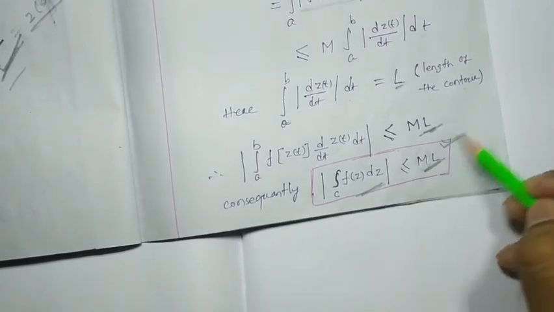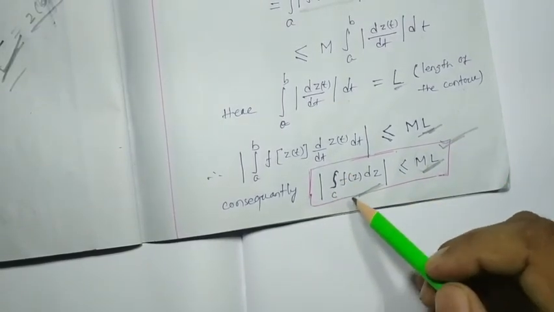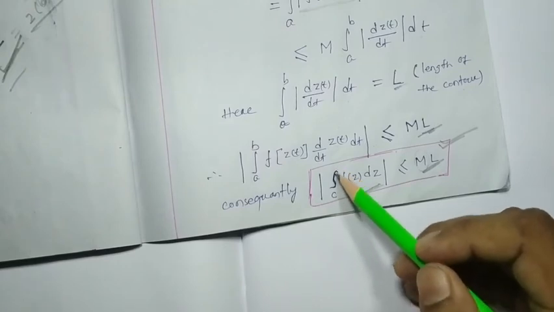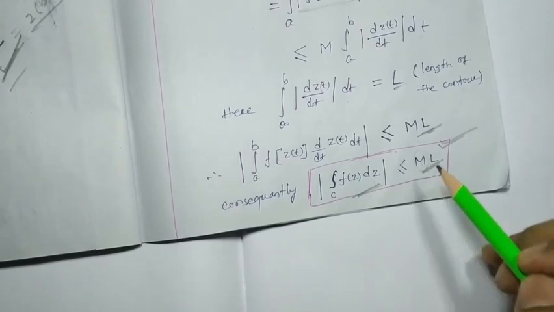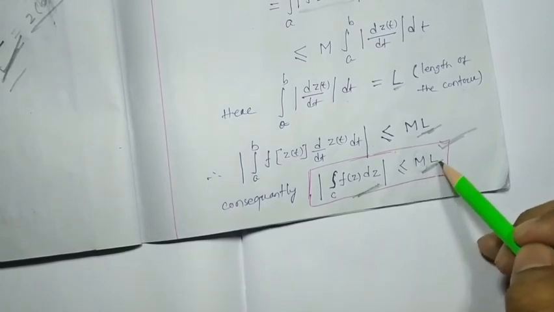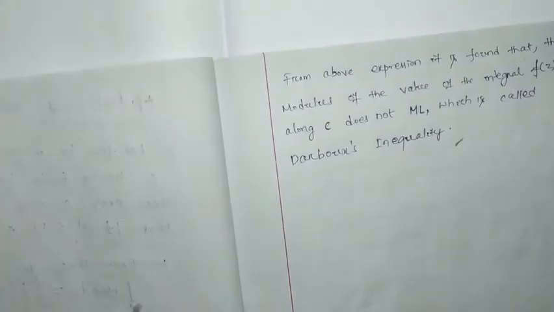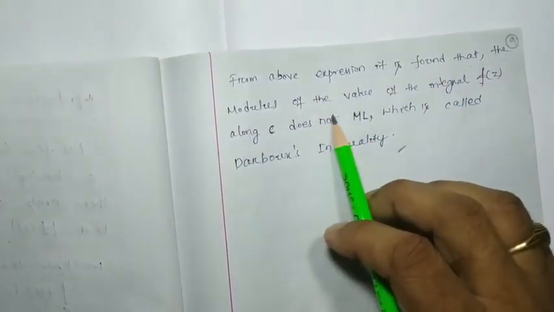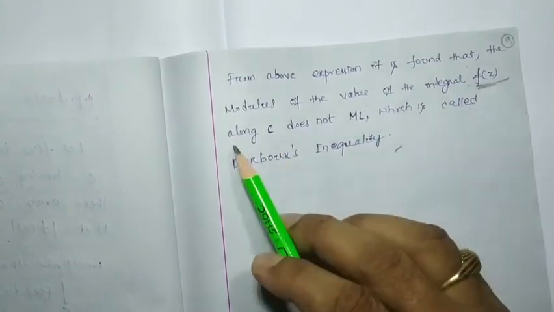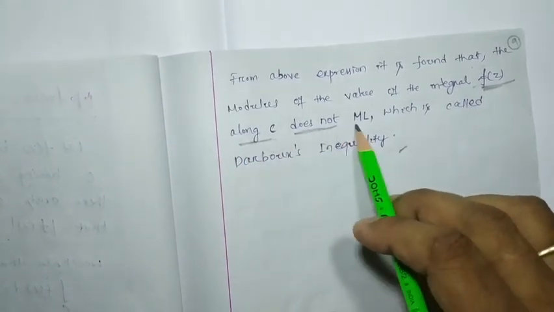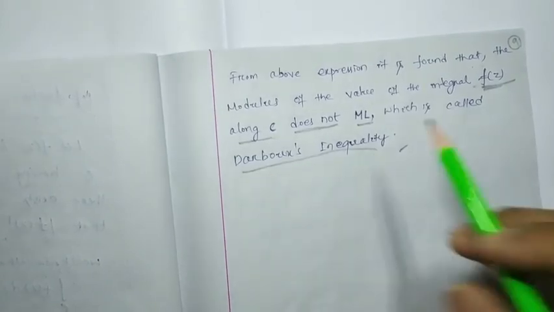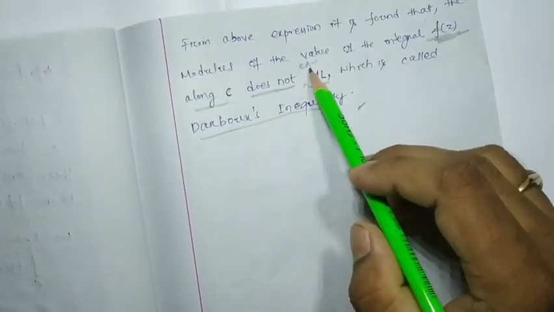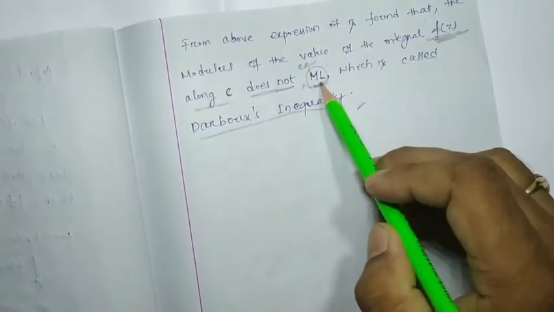Okay, you just remember this one. The modulus of the integration over the curve of f(z) dz is less than or equal to the modulus value of f(z) into the total length. And from the above expression, it is found that the modulus of the value of the integral of f(z) along C does not exceed ML, which is called the Darboux inequality. It does not exceed; this integral value is just less than or equal to ML.